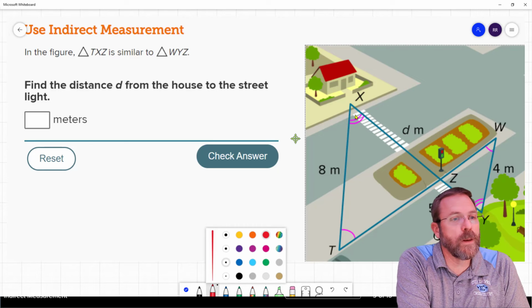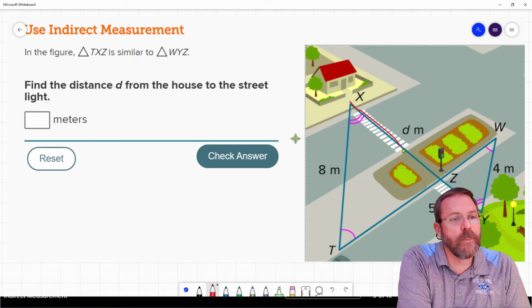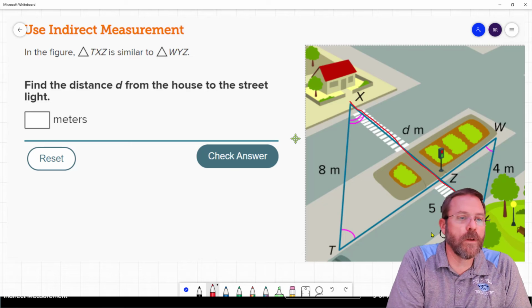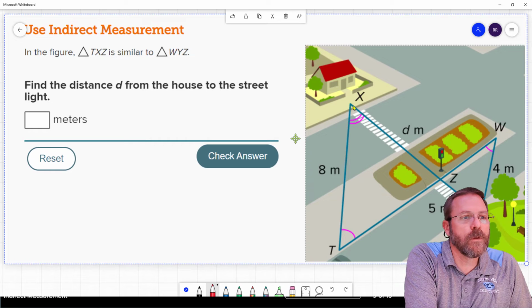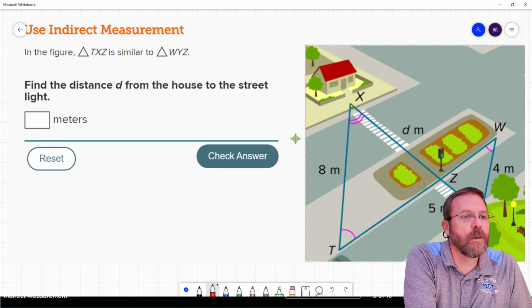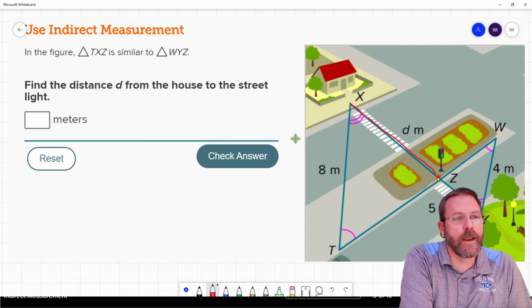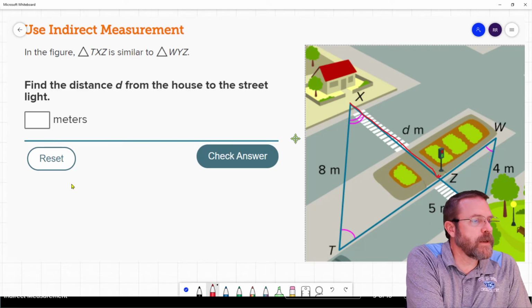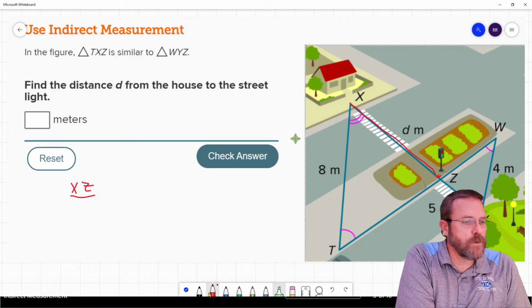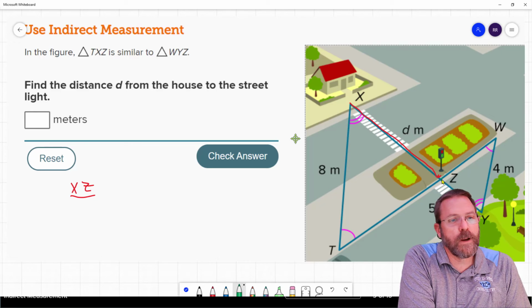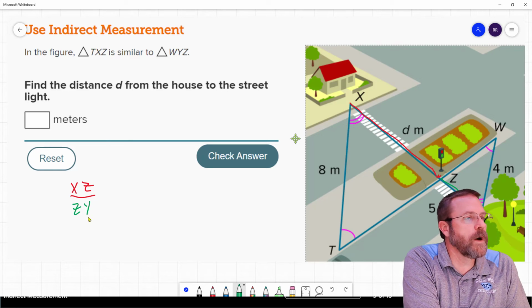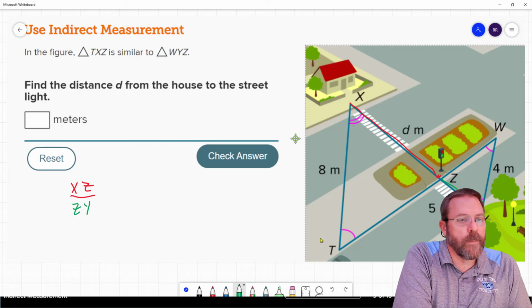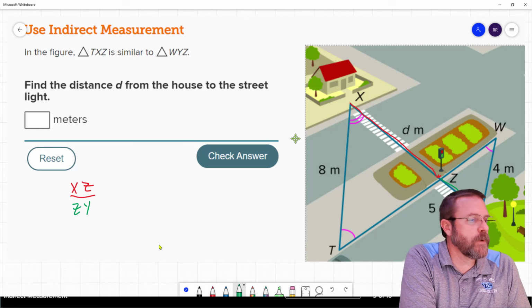to the street light. So we're going to start over here, and this distance here from the house to the street light, that's what we're looking for. That is going to be side XZ. That would correspond to this side right here, which is going to be side ZY or YZ.